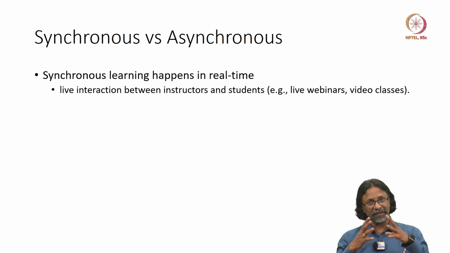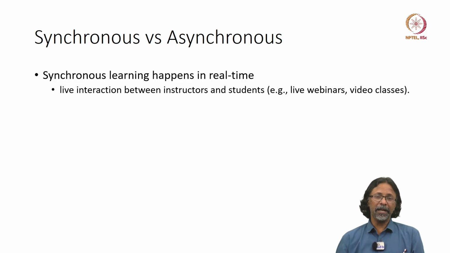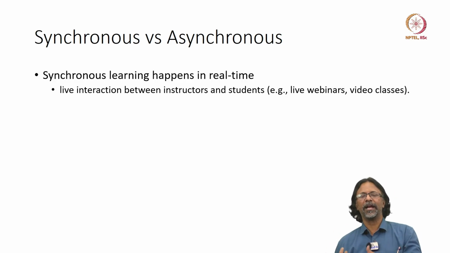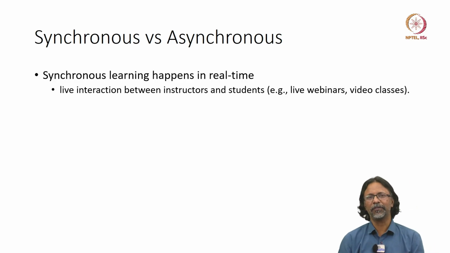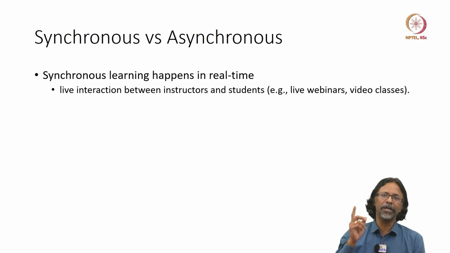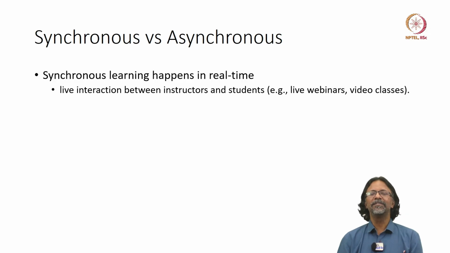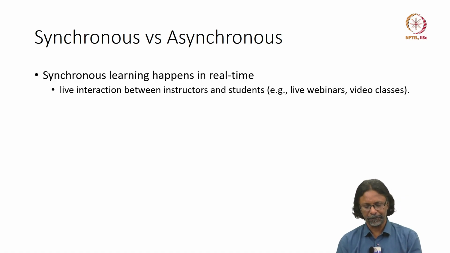Which means that this is a live interaction, and because it is an online live interaction, the learner is in a different place and the instructor is in a different place. So we call this remote interaction. Live remote interaction is the characteristic of synchronous learning, right? All these live webinars that we talk about, or online classes that we used to do during COVID, are all examples of synchronous learning.